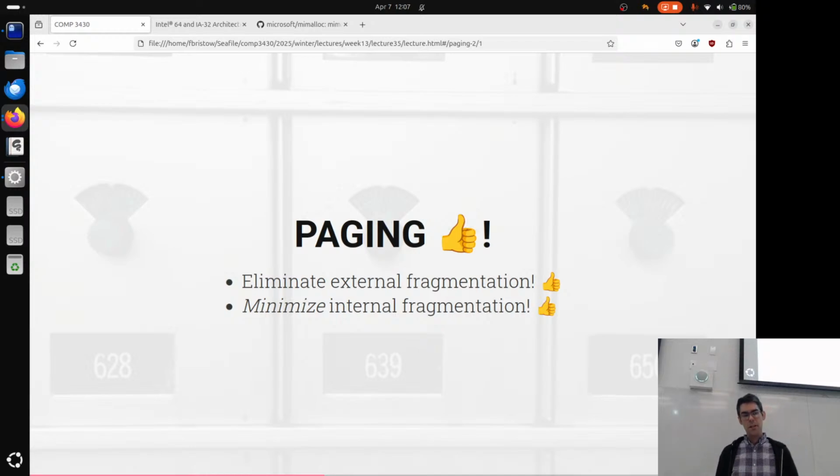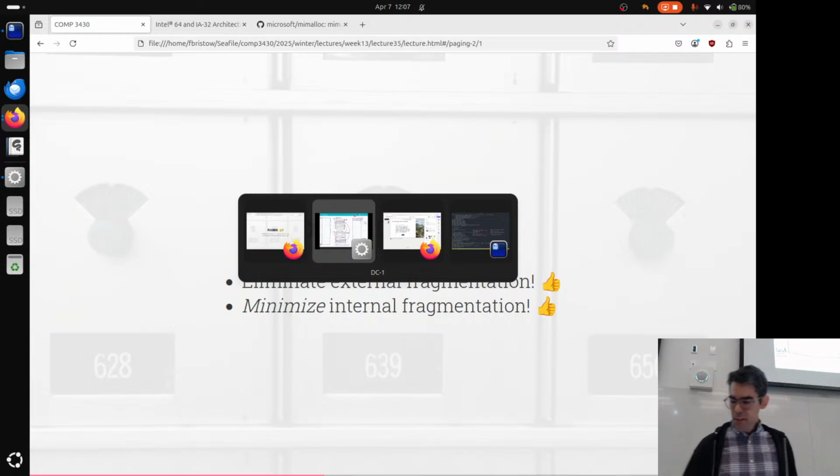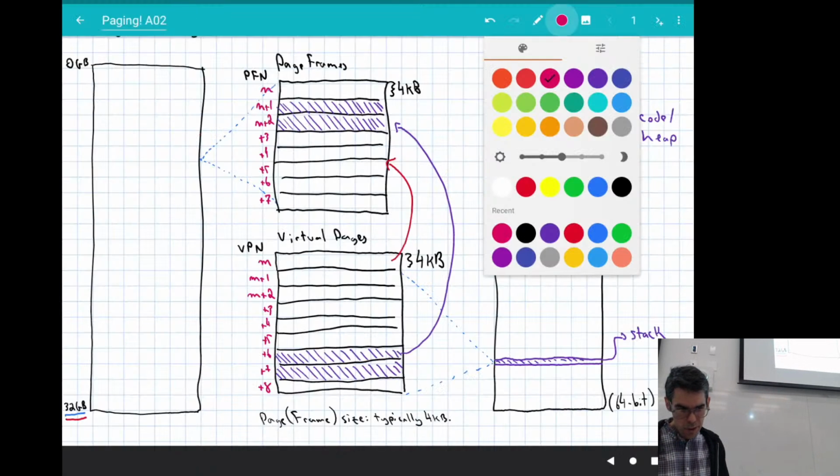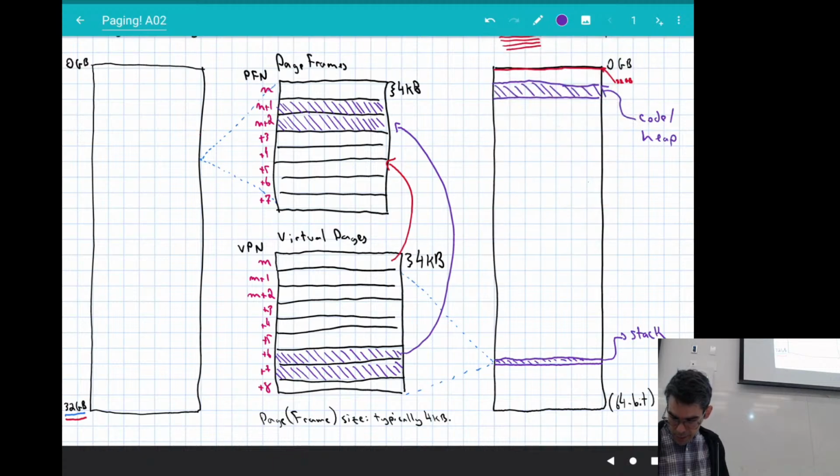Internal fragmentation is minimized. We cannot eliminate internal fragmentation. I might be in this state where my stack structure actually allocates about that much of a page. Let's say that it's 10 kilobytes in size. My stack is 10 kilobytes in size. I still have to allocate an entire page to that stack entry. I can't have half of a page entry for that thing.